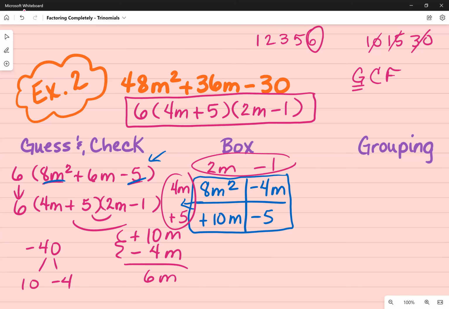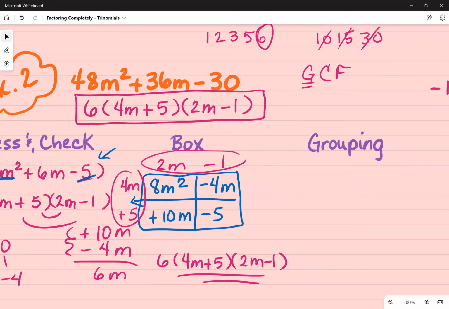And I was already using my greatest common factor form, so I have to remember that I had a 6 there. So 6 times the quantity of 4m plus 5 times the quantity of 2m minus 1, which is what I have above. So I know again that I'm on the right track.